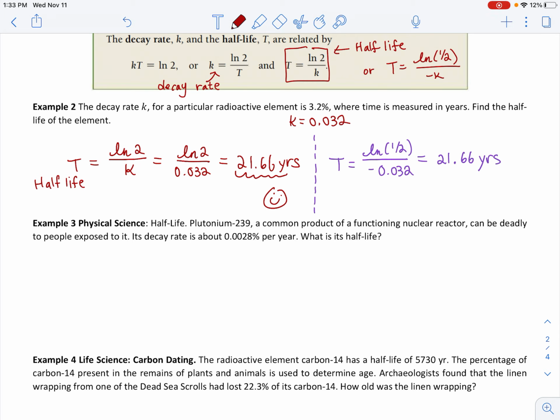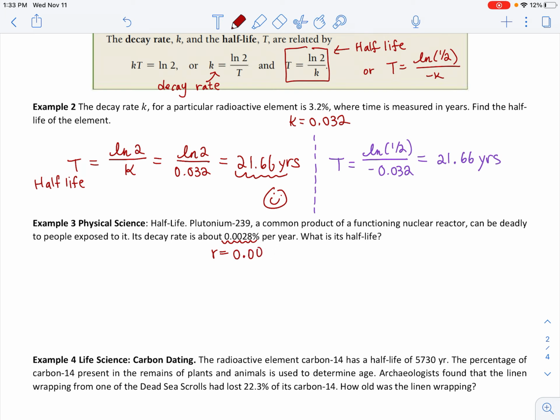Okay, anyways. It's a common product of a functioning nuclear reactor. It can be deadly for people exposed to it. I wonder if that's what they have in Japan right now. Fukushima? If the decay rate is about, oh my gosh, look at that tiny decay rate. It's not going down fast enough. It's not decaying fast enough. If this is so deadly to people, we want it to go away faster.